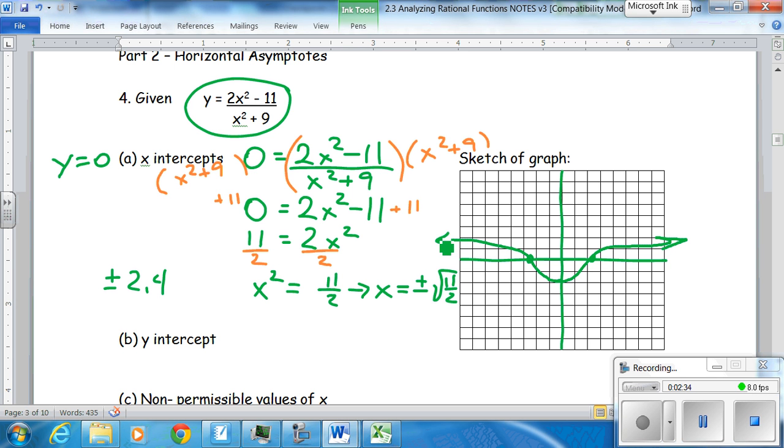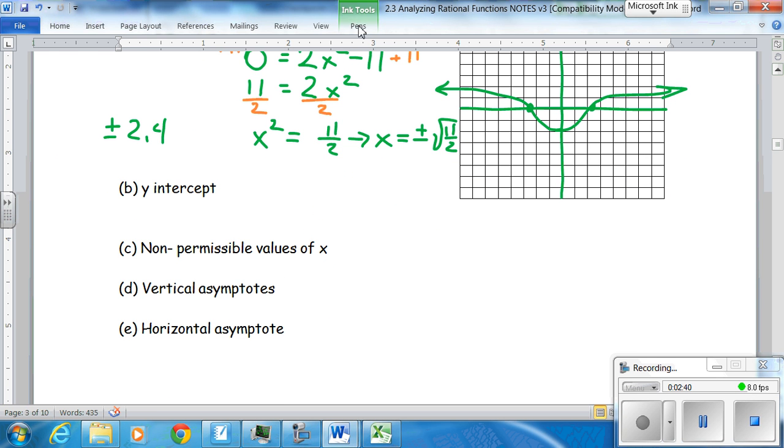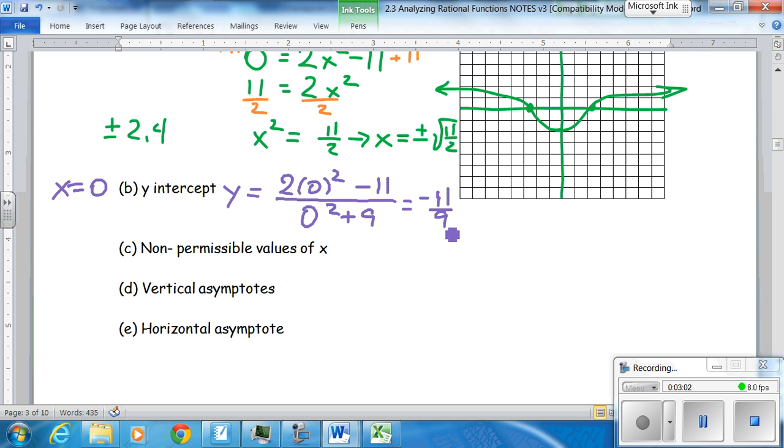Now, y-intercept, much the same idea. For the y-intercept, x is 0, so y is equal to (2 times 0 squared minus 11) over (0 squared plus 9), which is minus 11 over 9, which is approximately minus 1.2. So far so good.